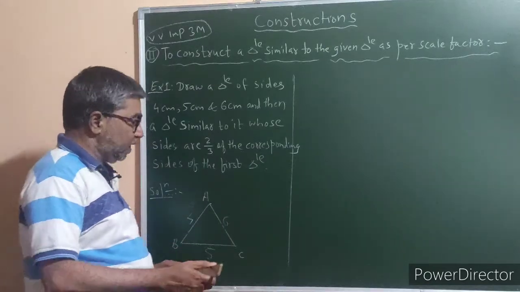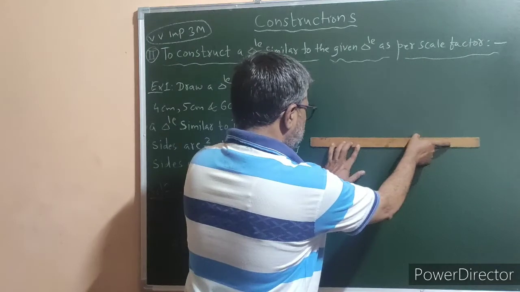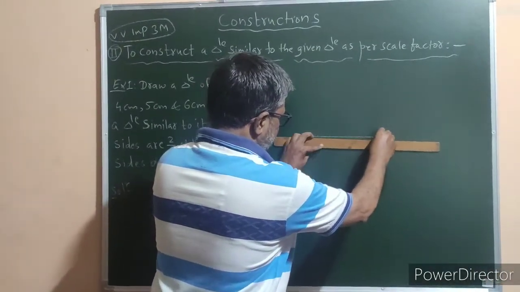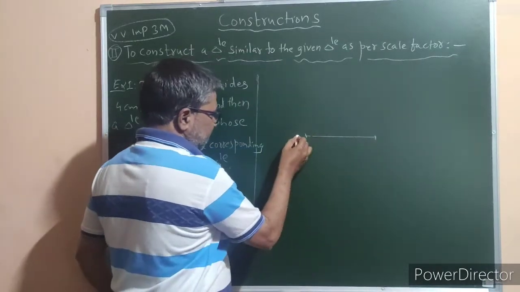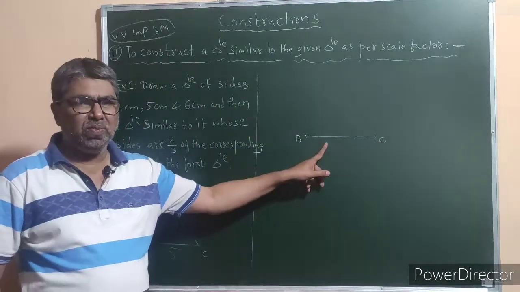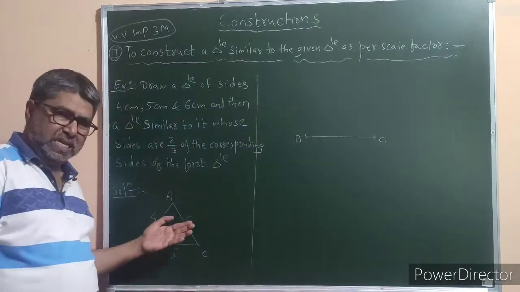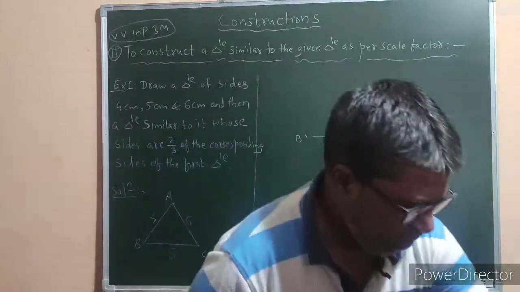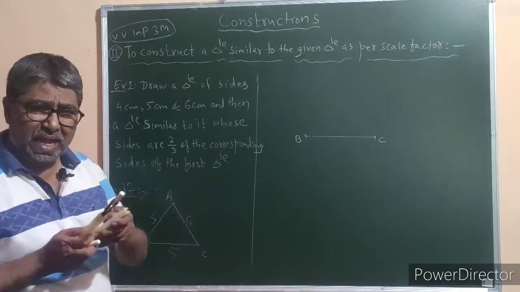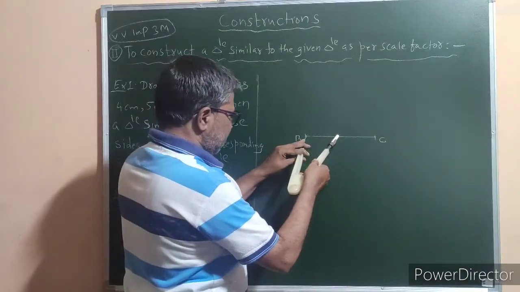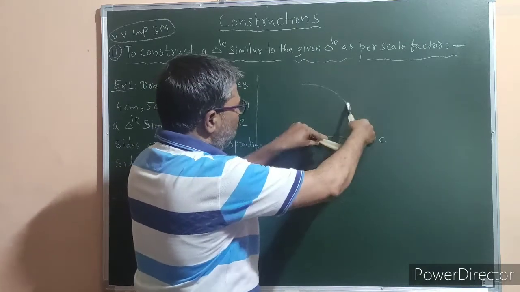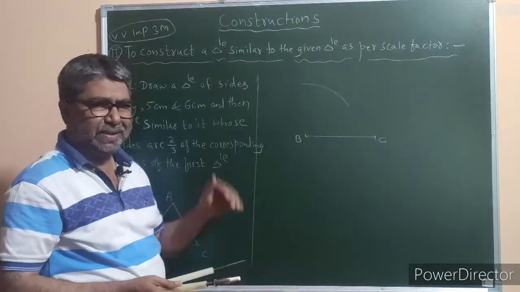Now to construct triangle ABC, draw a line segment measuring 5 centimeter and name this line segment as BC, and this BC will be the base of triangle ABC. Now the next step is, by taking 4 centimeter distance on compass with the help of scale, take 4 centimeter distance and assuming B as center, draw an arc towards the upper side.